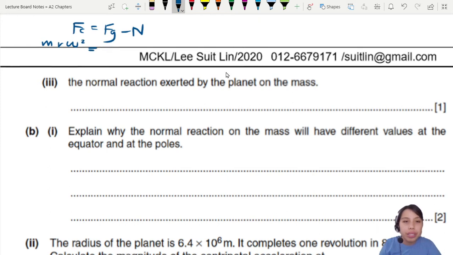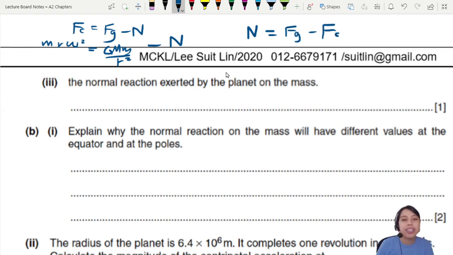Fg is going to be GMm over r square, minus N. So we rearrange all these for N equals to some equation. Actually, we should rearrange first, right? N equals to Fg minus Fc. Let's just write that down. Okay, so Fg will always be GMm over R square, no matter where you are on the planet, minus the centripetal force.